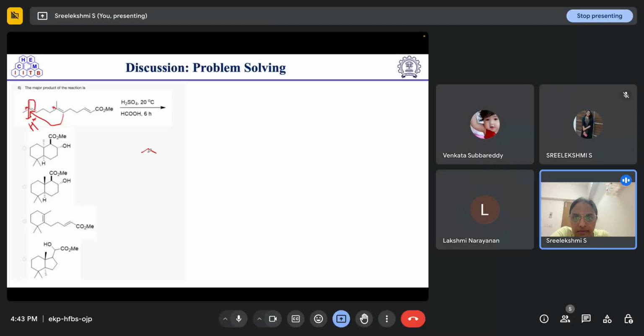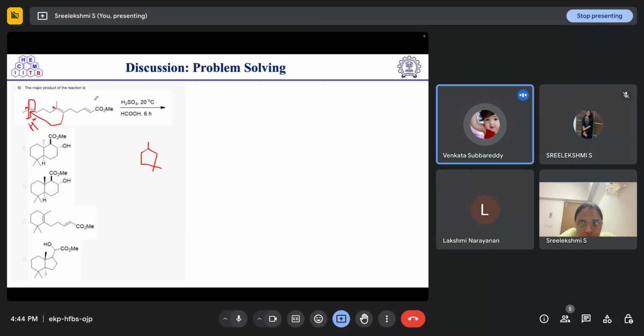So what we got now is a dimethyl group here and one methyl here, and the remaining part is as such. Now what will happen next? This carbocation can be stabilized again. Yes, the double bond will go and attack, and that will form a bicyclic compound. I'm not drawing it, but this kind of bicyclic compound will form.